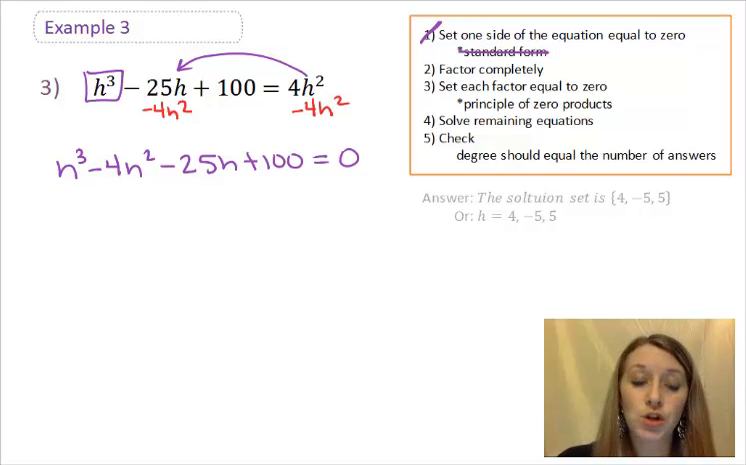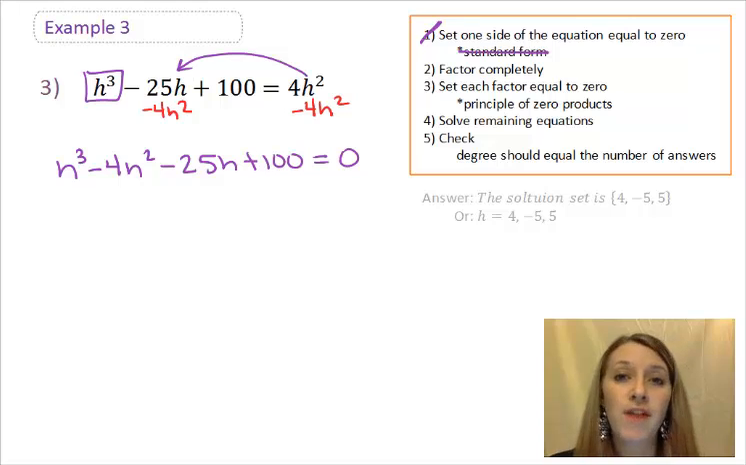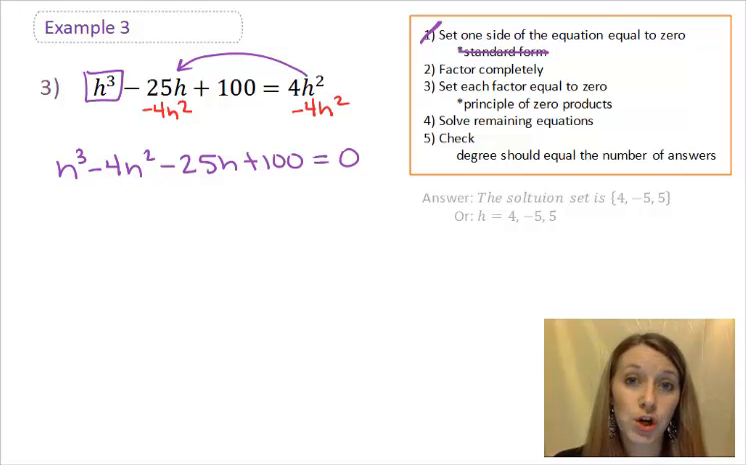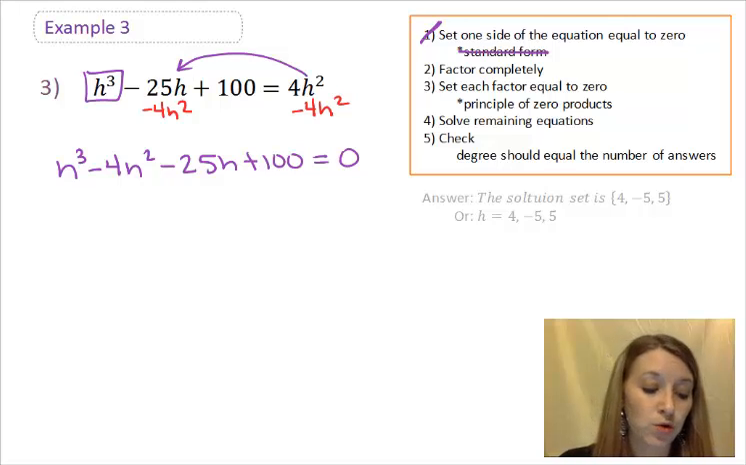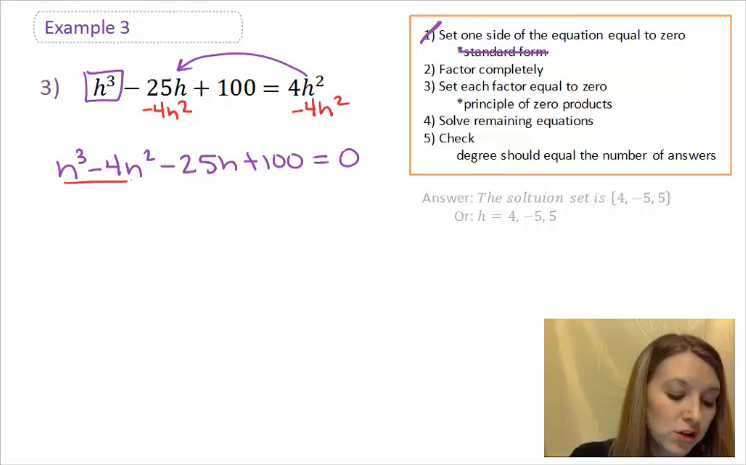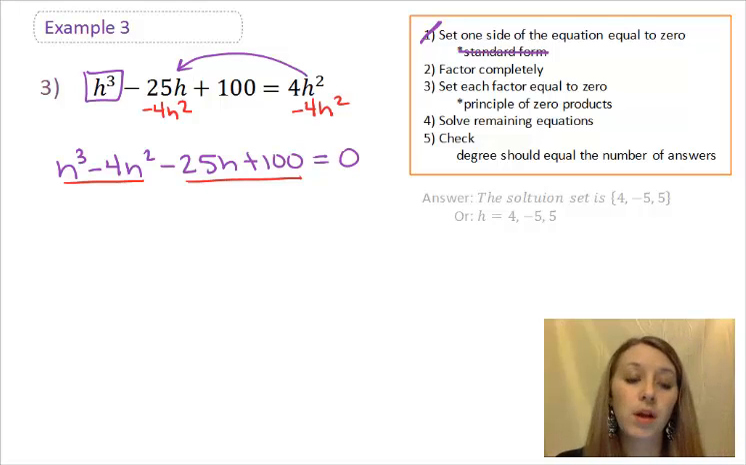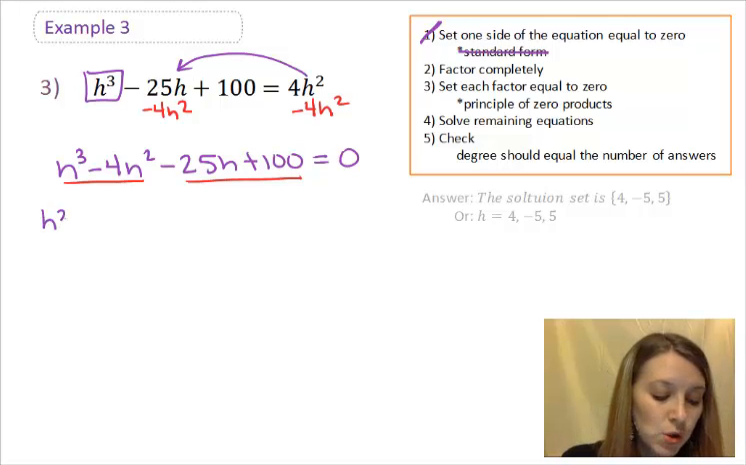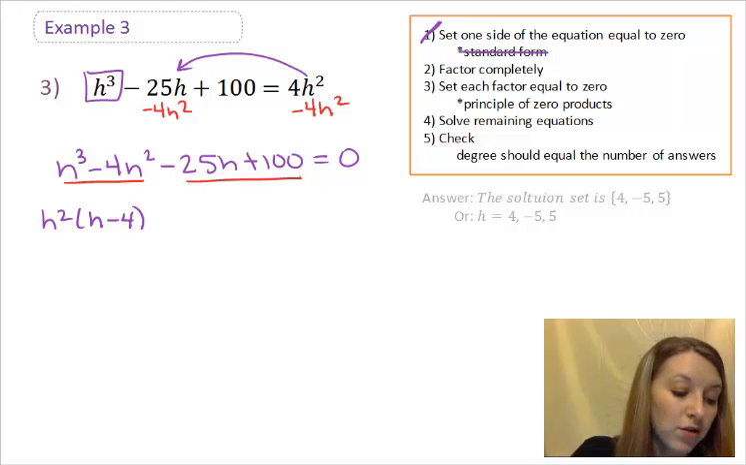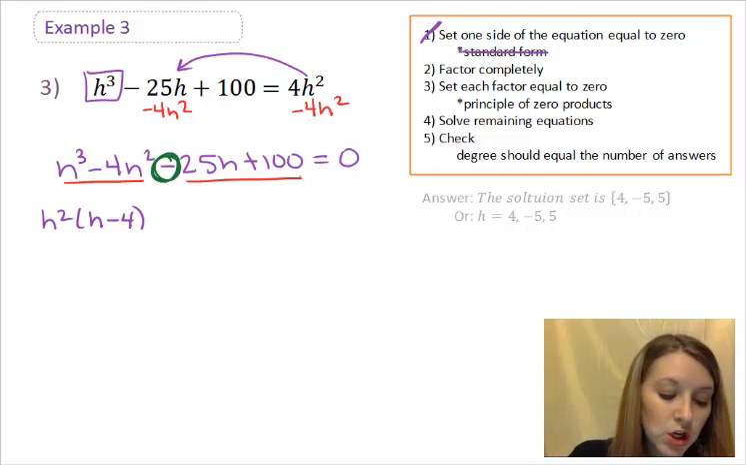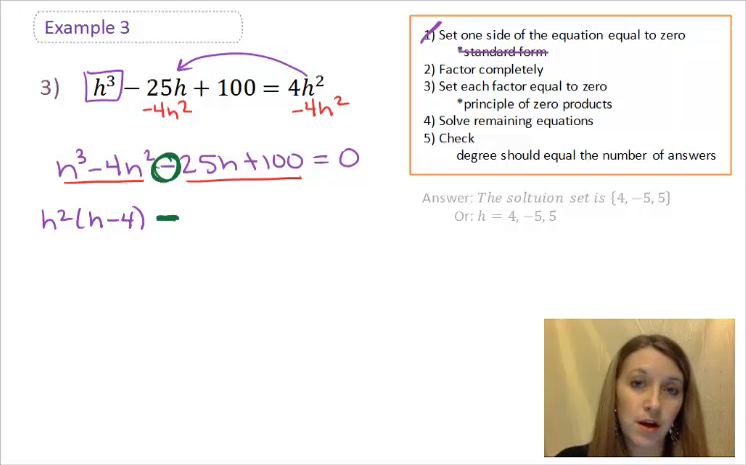Next, I need to factor completely. Following my factoring checklist, I have 4 terms but no common factors, so I move on to factor by grouping, where you group your first 2 terms together and your last 2 terms together. In my first 2 terms, I pull out a common factor of h squared. When I do that, I am left with h minus 4. Remember, whatever your sign is here needs to carry down there.